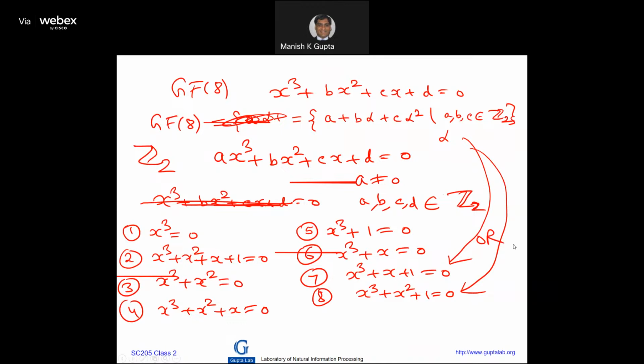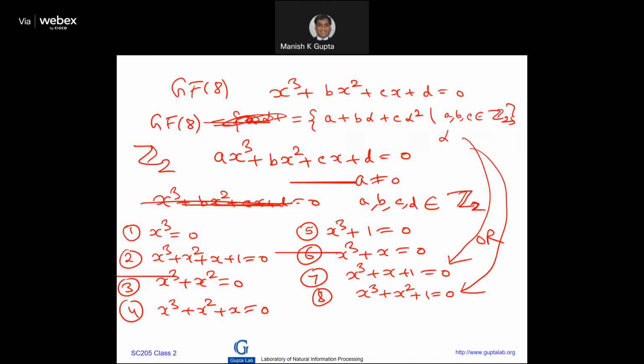So this time the method is a plus b alpha plus c alpha square. See? Earlier it was a plus b alpha because we needed 2. So we thought, what to do, let's add an alpha square term, right? Now we have a, b, c. Each has 2 choices, so we will be having 8 elements.